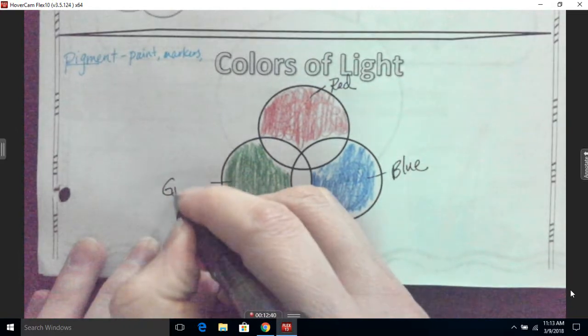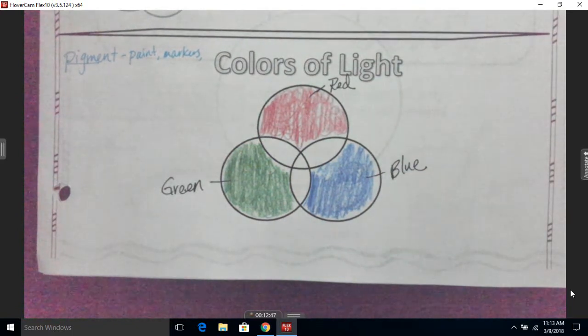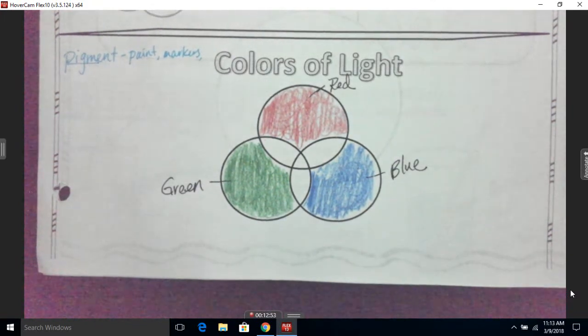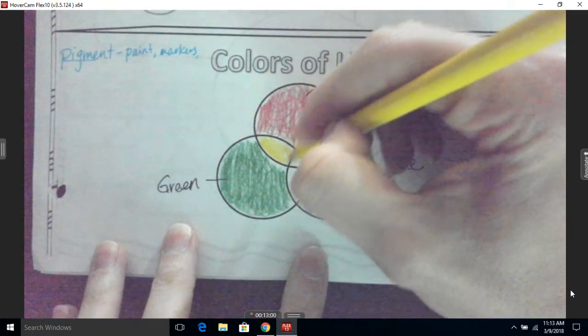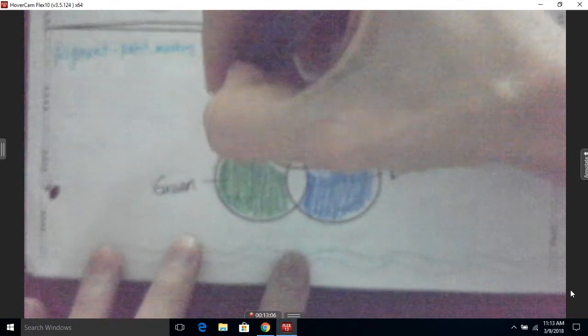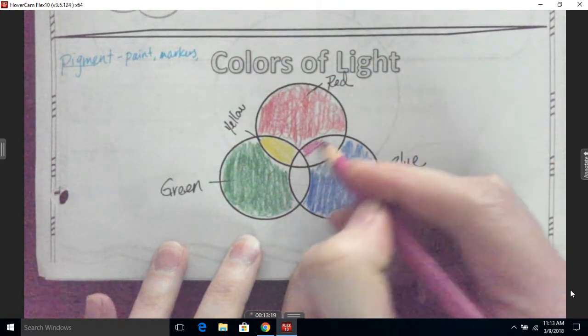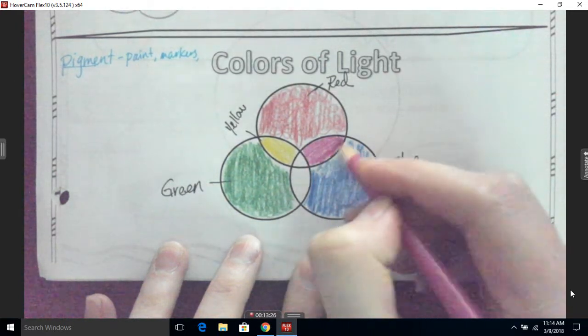Oh, yep. How do you make yellow? Hang on, I'll tell you. So the primary colors are red, blue, and green. Okay? Where red and green mix, we get yellow. It doesn't in paint. That's what I'm trying to tell you. It's totally different. Red and blue light make magenta. It's not purple. Do not color it purple. It's a pinkish purple.